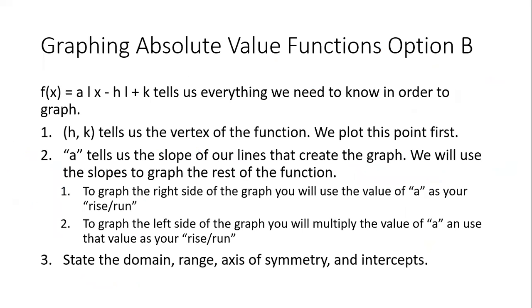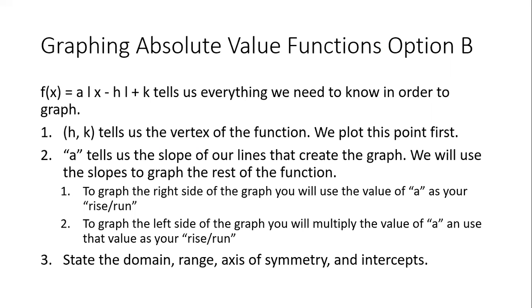Okay, option B for graphing absolute value functions. Step 1, h, k tells us the vertex of the function. So we plot this point first. A tells us the slope of the lines that create the graph. We will use the slopes to graph the rest of the function. To graph the right side of the graph, you will use the value of A as your rise over run.